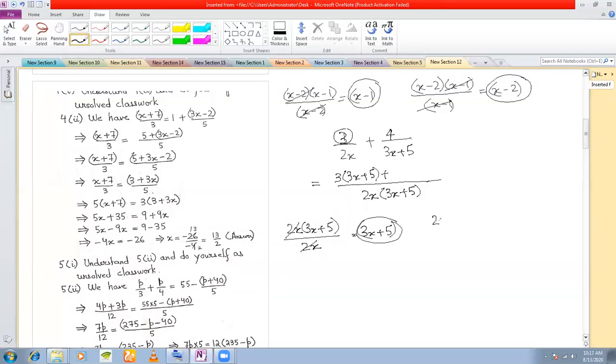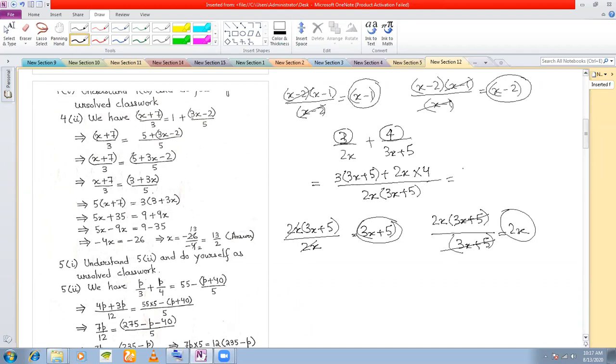Again consider the LCM for the second fraction. 2x into 3x plus 5 is your LCM, and you divide it by the denominator of the second fraction, 3x plus 5. This cancels, so you are simply left with a 2x. This 2x you now multiply with this 4 here, 2x into 4.